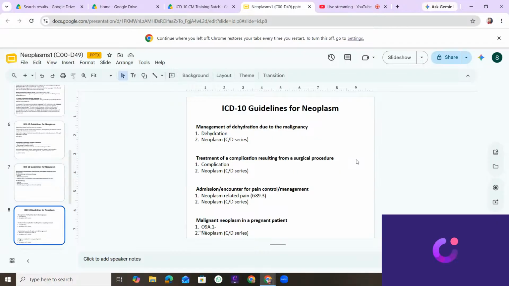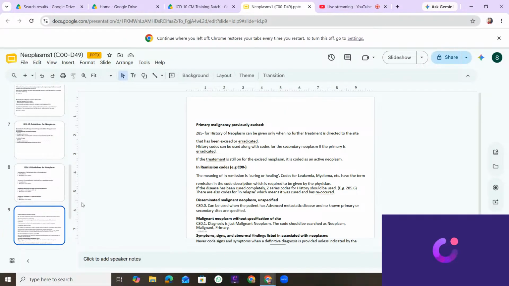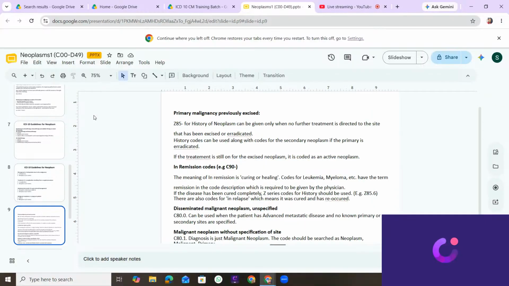Admission encounter for pain control or pain management: the first code will be the neoplasm-related pain, which is the G89 series, and the neoplasm is a secondary code. Malignant neoplasm in a pregnant patient: we need to code O9A.3 as a neoplasm-related combination code with a pregnancy code, and the neoplasm code will be the secondary code. In this way we are coding, so you will understand all these things.